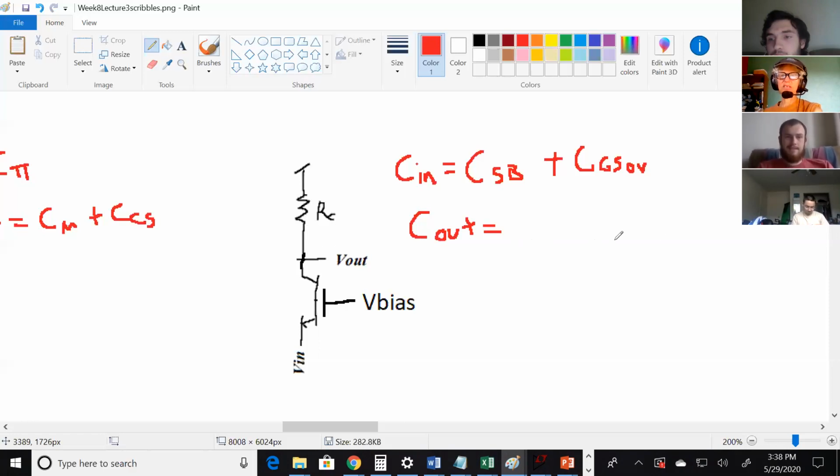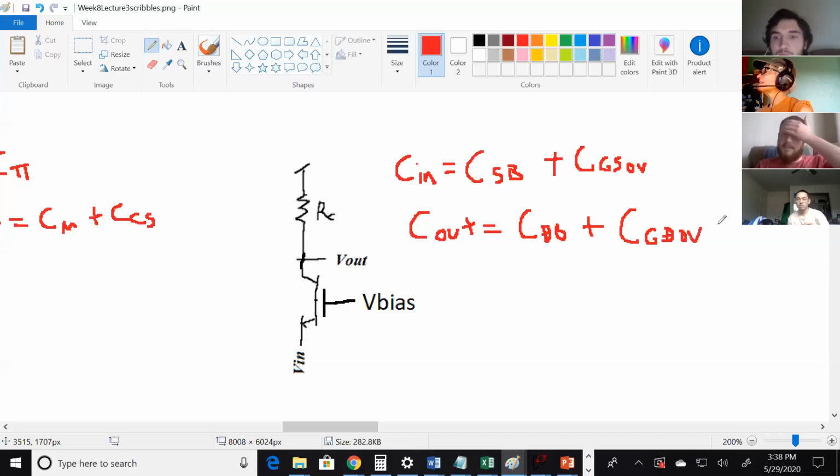So what about C out going the other direction? Wouldn't it be CDB plus CDSOV? Or CG, GDOV, I misspoke. Exactly. Yeah. Okay. So kind of getting the hang of it.